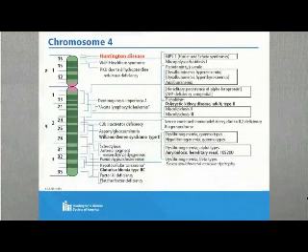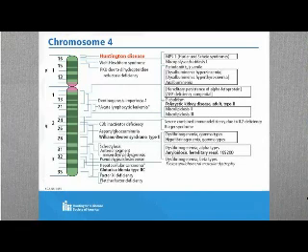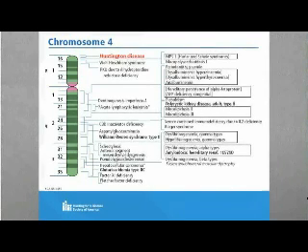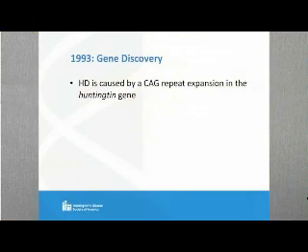This is a figure that shows the human chromosome number 4, and you will see way at the top of the short arm is the location of the Huntington gene. It actually was difficult to locate because it was way out at the tip of this chromosome, making it hard to find genetic markers in the vicinity. But it was eventually discovered in 1983. It took a decade, 10 more years, for the actual gene to be identified, and that was in 1993.